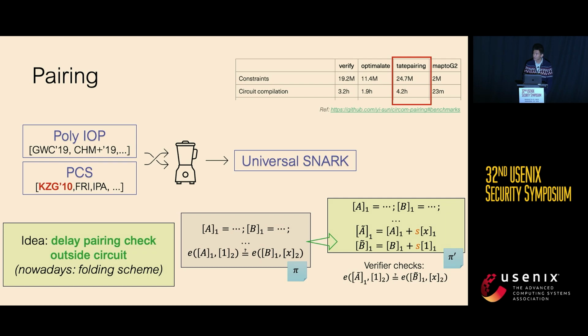Note here that we have to publish the G1 group elements A and B so that the verifier can use them to check. But if we publish them directly, they will reveal something about the underlying secret witness, so we have to randomize them.